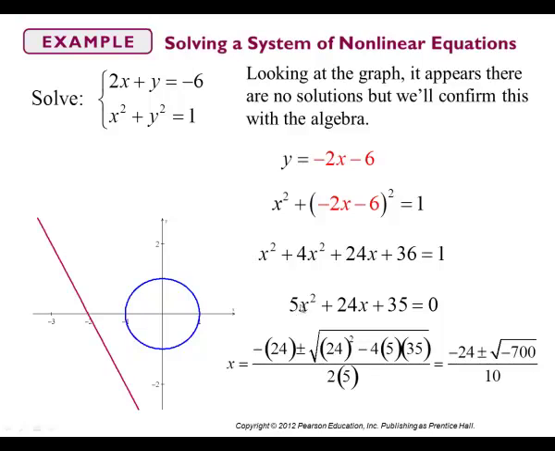So in this case, the 5 would be your A, the B is 24, C is 35. And we would use the negative b plus or minus the square root of b squared minus 4ac, over 2a. And so you get negative 24 plus or minus the square root of 24 squared minus 4 times 5 times 35, and you get the square root of negative 700 over 10.